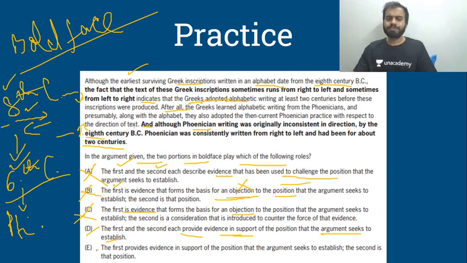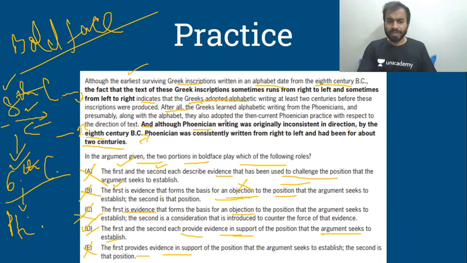E, the first provides evidence in support of the position that the argument seeks to establish, and the second is that position. No, the second is not the position. Even the second is providing support. Am I being clear on that? So E is also incorrect. D is the correct answer. The first statement and the second boldface statement, both of them are supporting the position of the passage.